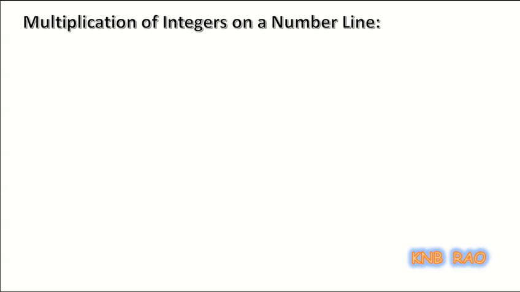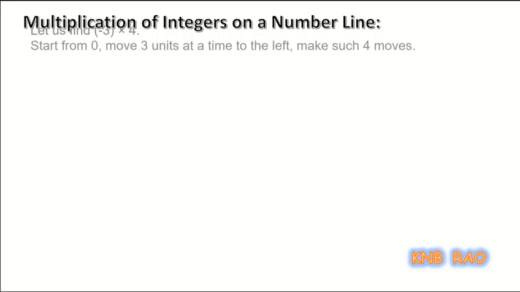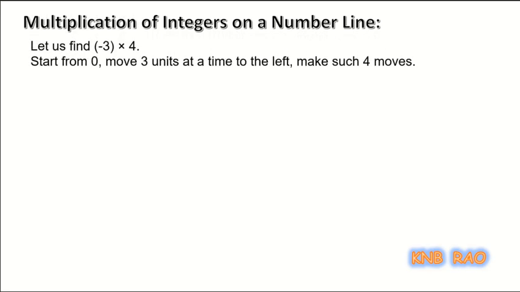Students, multiplication of integers on a number line. You have already learnt how to multiply any two whole numbers using the number line. The same concept of number line we will use while multiplying integers. Let us consider that we wanted to multiply minus 3 by 4.